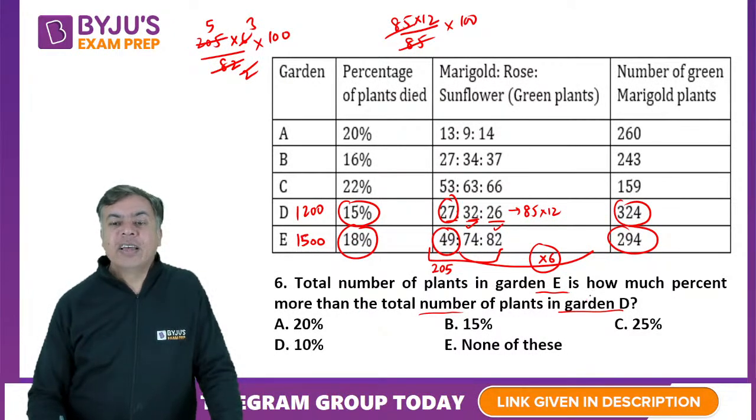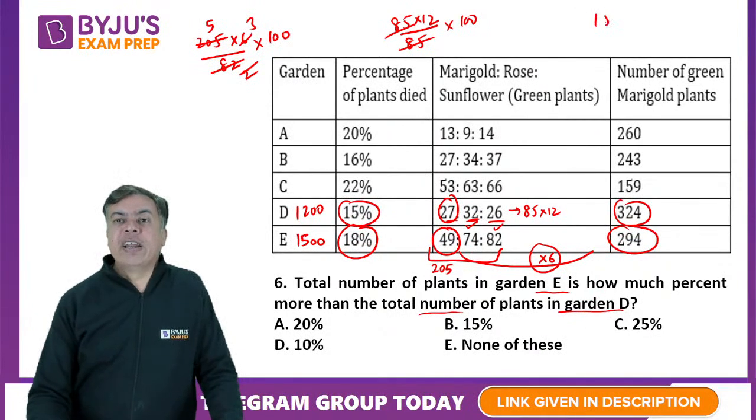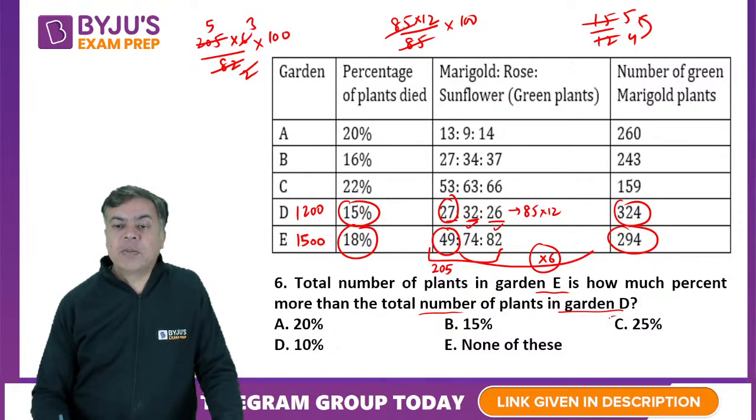So he is saying E is how much percent more than D. So 1500 more than 1200, it is 5 by 4. So 1 by 4, 25% more.